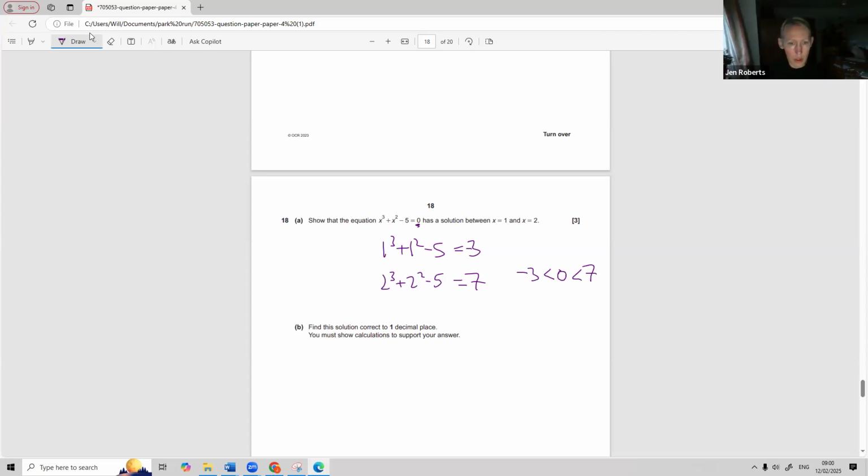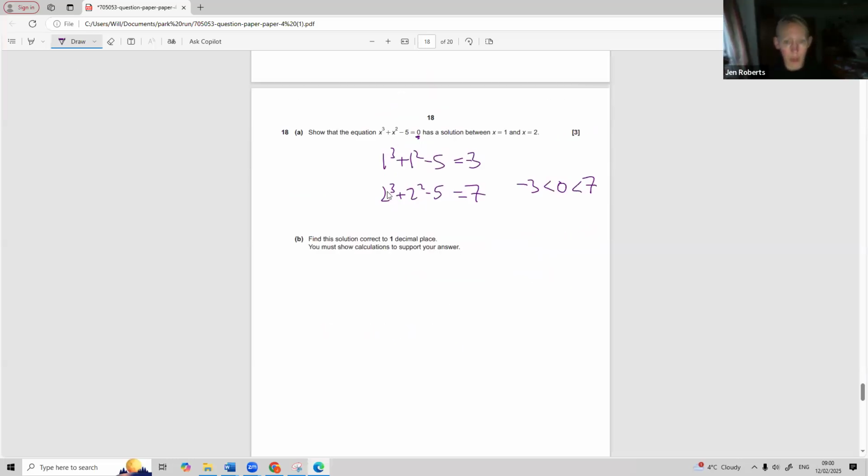Okay, find the solution correct to 1 decimal place. So we know our answer. This is trial and improvement now. So we know our answer's between 1 and 2. So let's choose a number between 1 and 2. I'm going to choose 1.4. So 1.4 cubed plus 1.4 squared minus 5 gives us an answer minus 0.296. We want our answer to be 0, so this is too small.